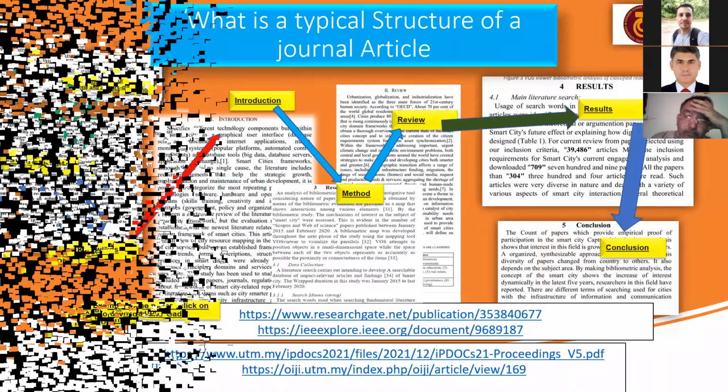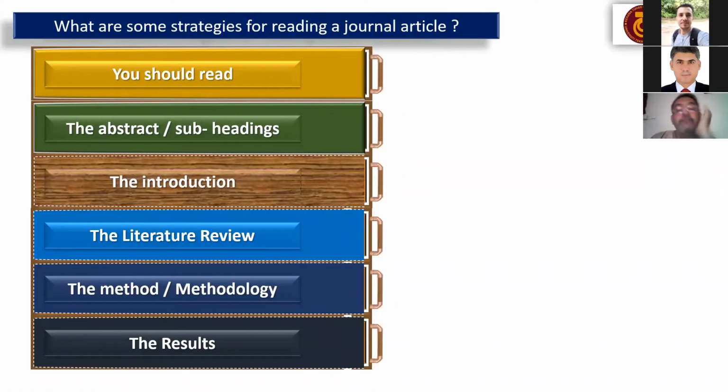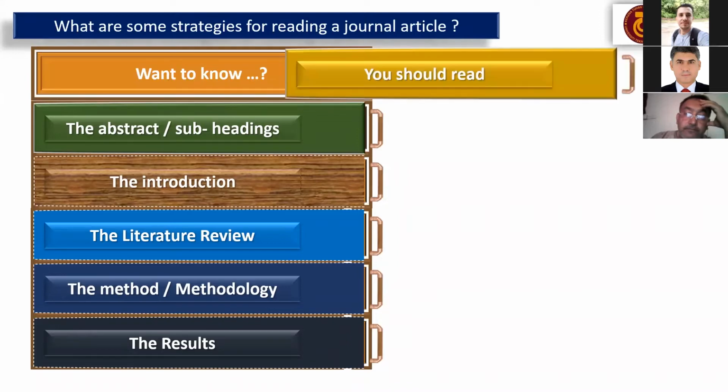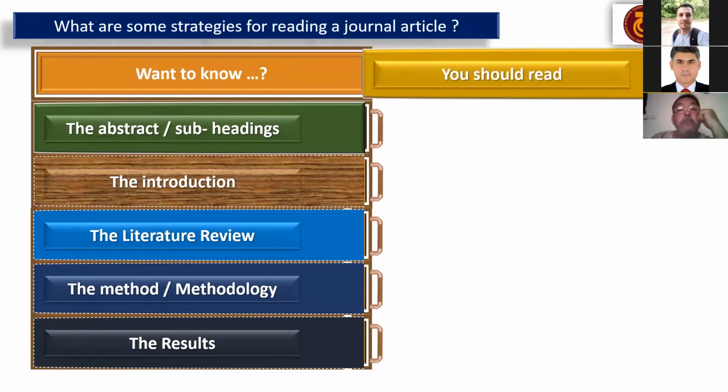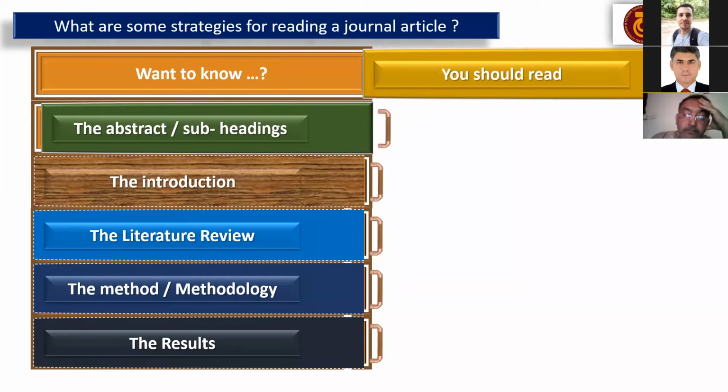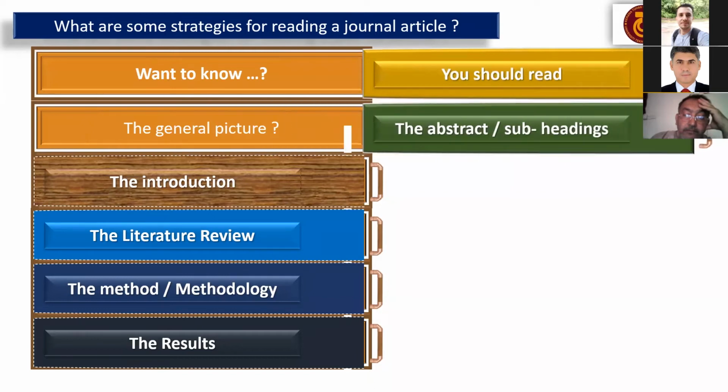This is very important. So just now we understand what is the paper, what is the article paper, and what is the typical structure of an academic article. So now, what are some strategies for reading? What is the aim of our reading? We need to find something. If I read the abstract and subheadings, what can I find? Can I find the general picture about the article? It means if you need a general picture about the article, you must read the abstract and subheadings.